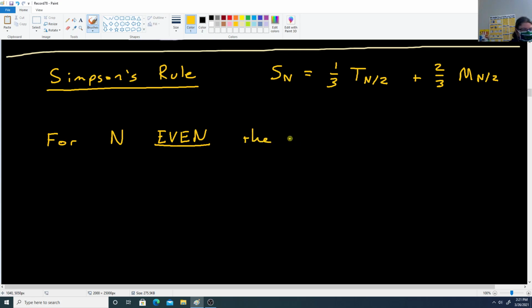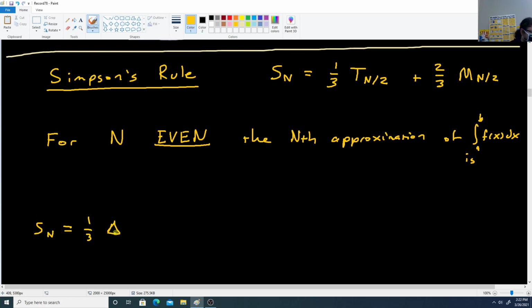We say the nth approximation of the integral from a up to b of f of x dx is, and they give us this thing here. So Simpson's rule, Sn equals 1/3 times delta x. And there's going to be kind of a weird pattern. So you kind of have a pattern like the trapezoid rule. We had y0 by itself, then we had 2 as numbers in front of all the in-between stuff, and then the last one was back to yn.